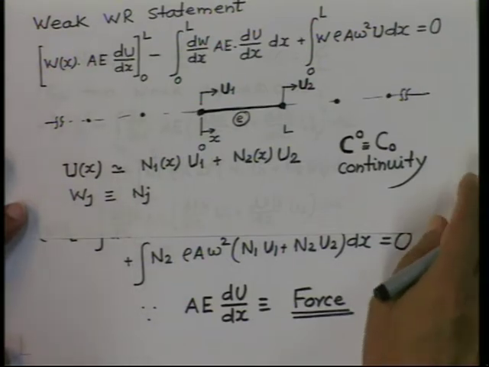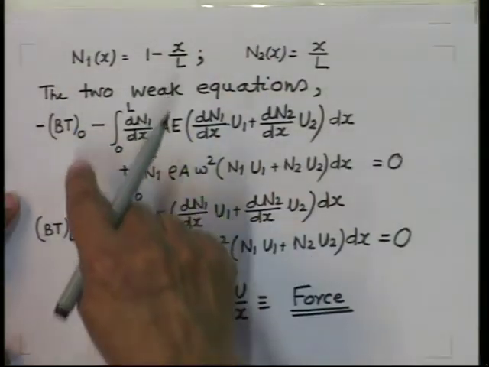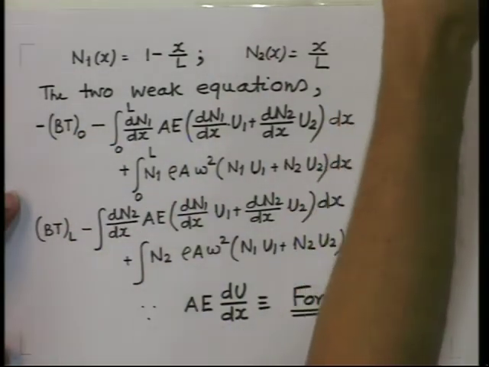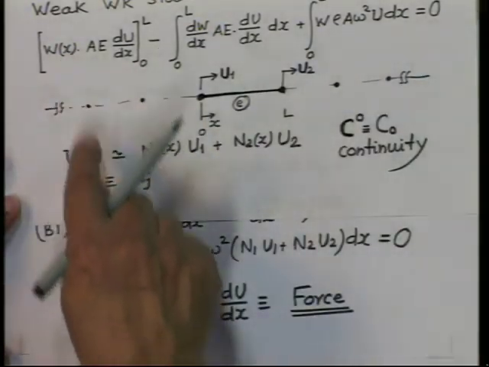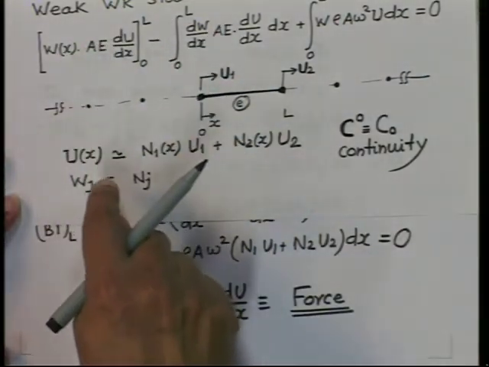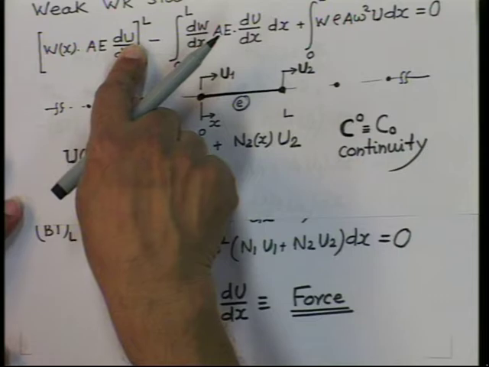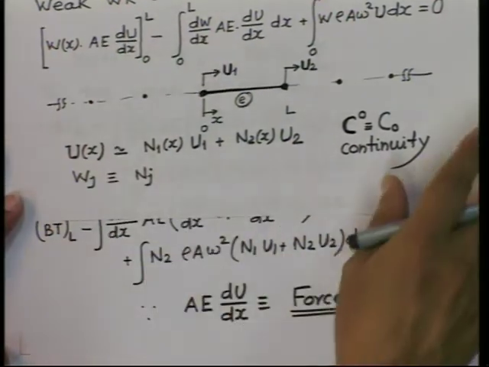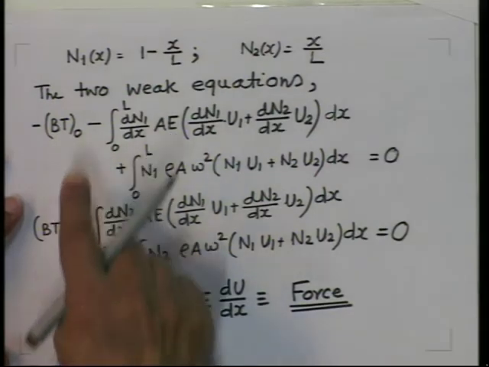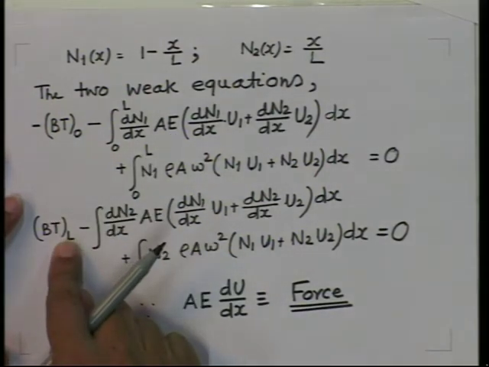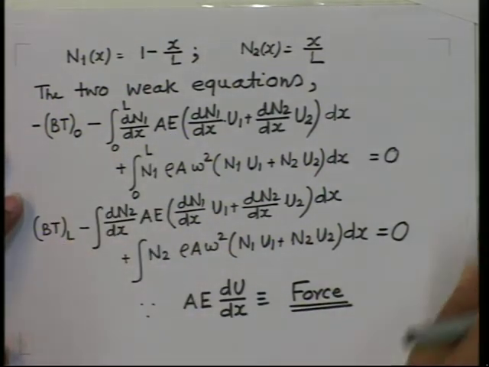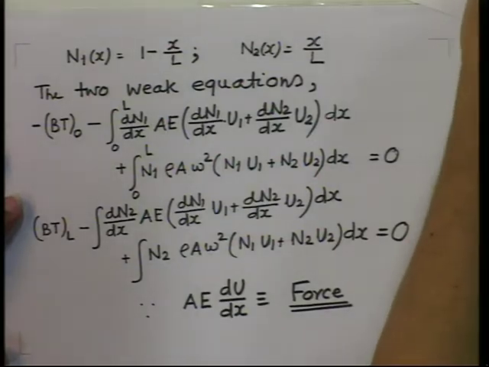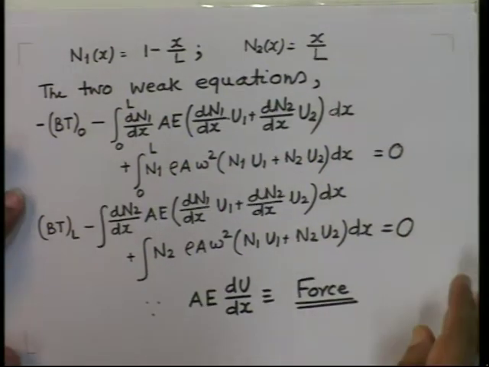So, you can also interpret this B t at 0 and B t at L, where the weight will become 1 at both these places, as the nodal forces: the nodal force at 0 and the nodal force at L, force P. So, this is force.